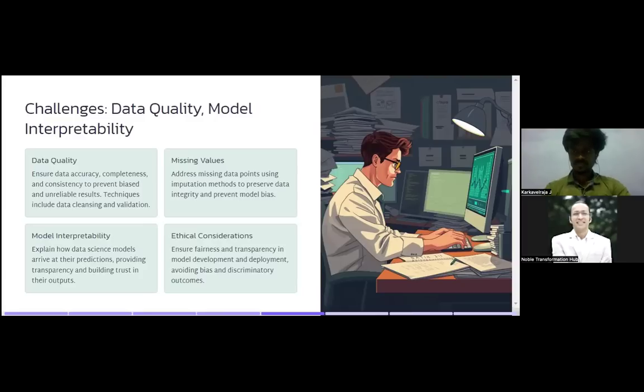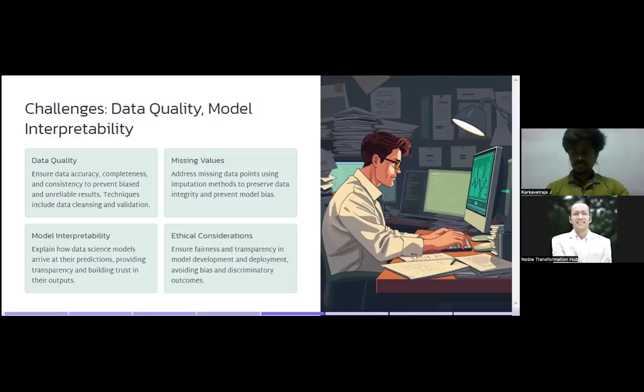So, challenges in data quality and model interpretability. Interpretability comes from the word interpret. It is a verb actually, because the model will interpret. So data quality and model interpretability.